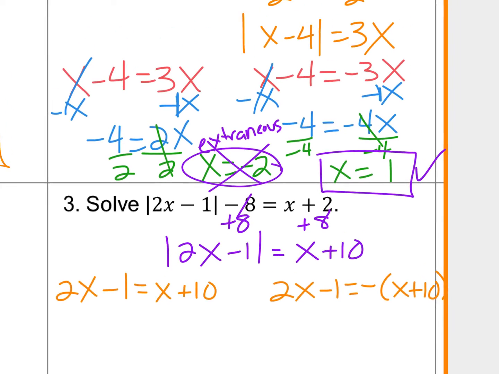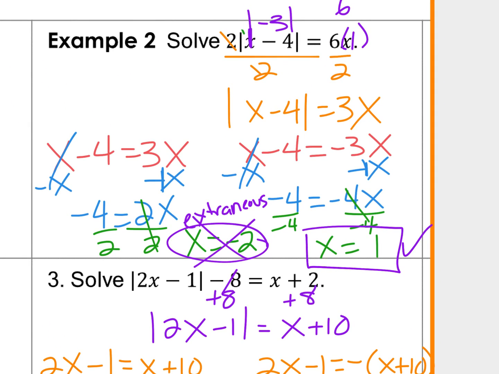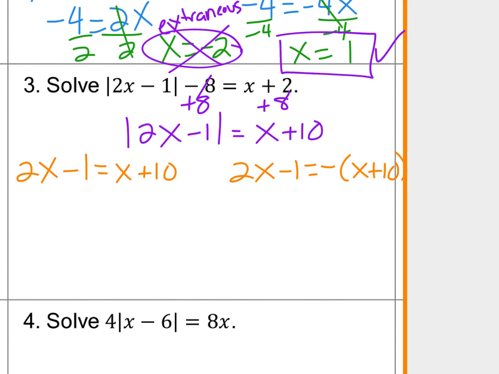On the problem right above it, I didn't have to use parentheses because there was only one term on the right side, so I just put negative 3x. But this one is different because it has x plus 10 on the right, so I have to put negative so that the whole thing will turn negative.